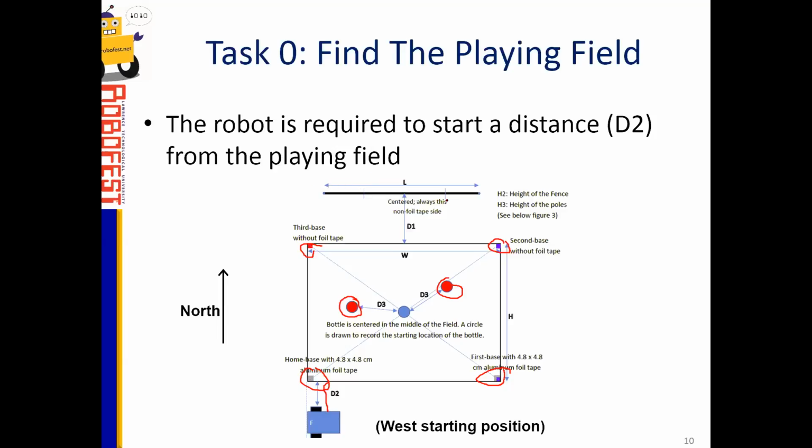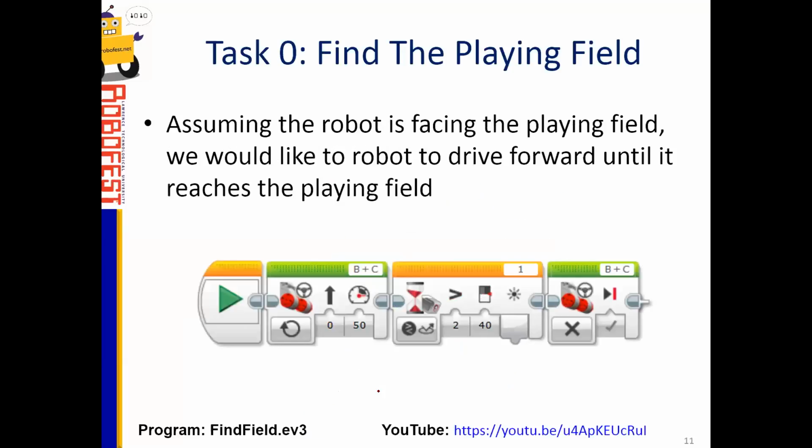In the backfield area, we have the fence, and your goal is to hit the ping pong ball on top of the bottle hard enough that it'll clear this fence and go in between the two uprights. The poles will have a height, the fence has a height, and double check the rules for more clarification on that. So, our first task, finding the playing field.